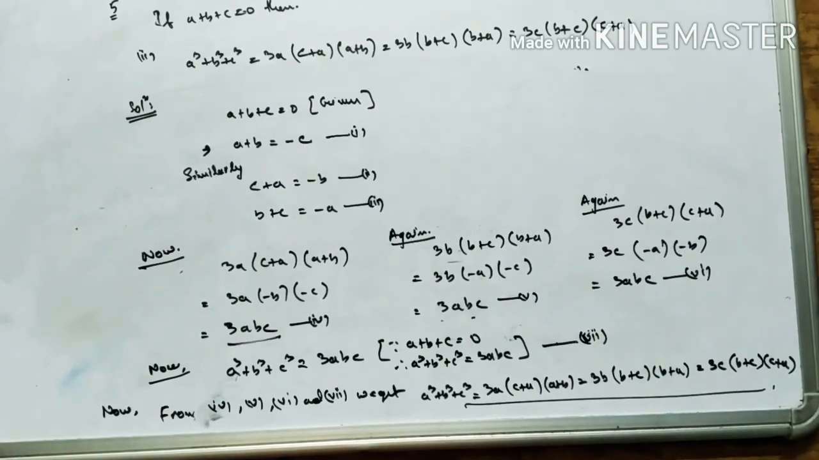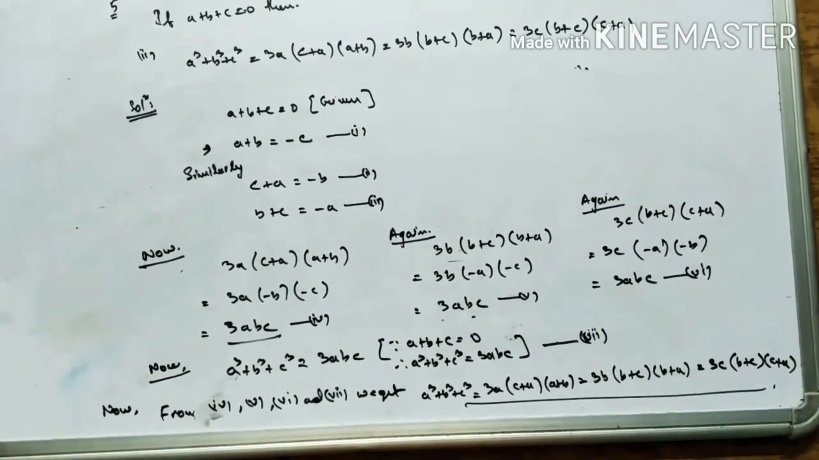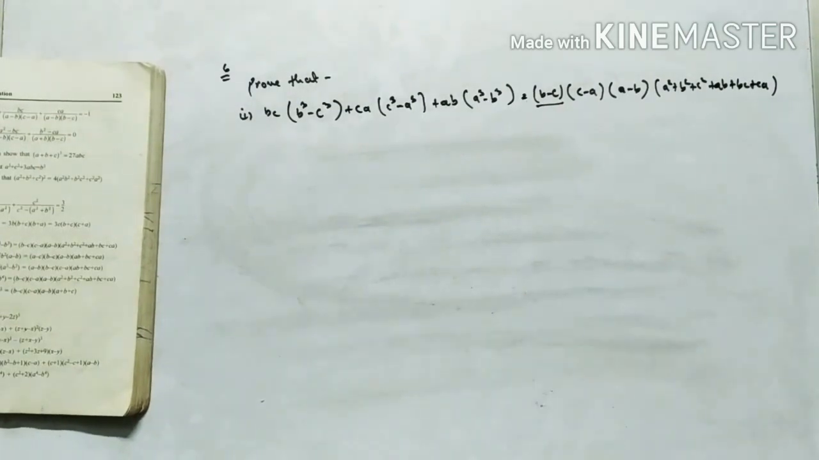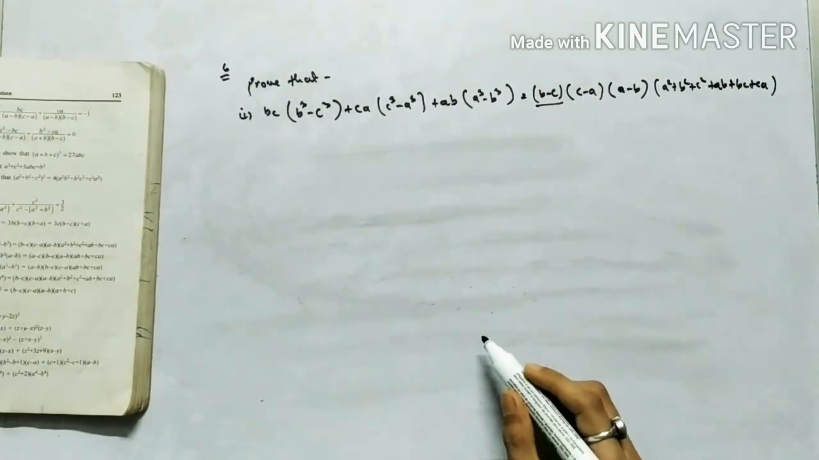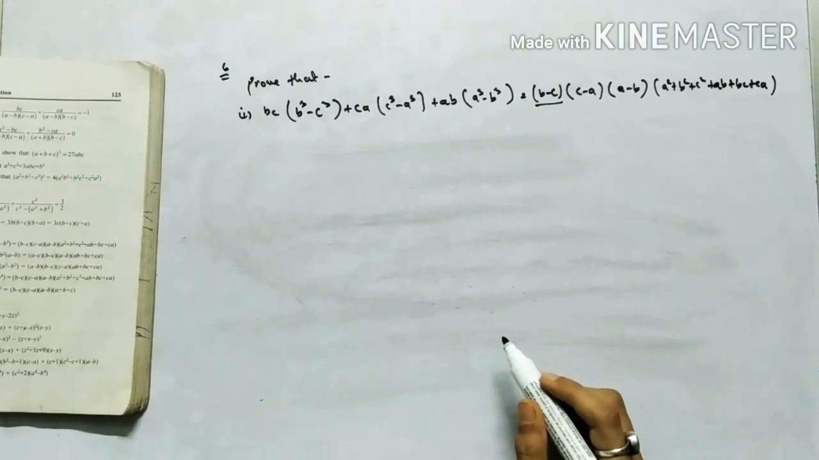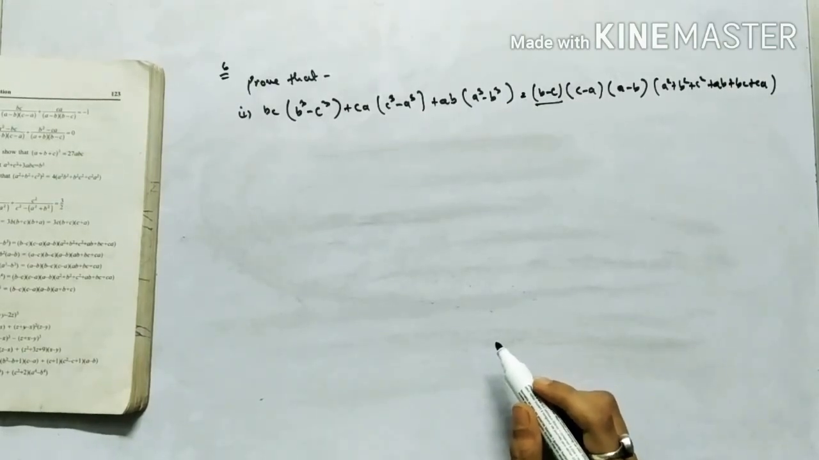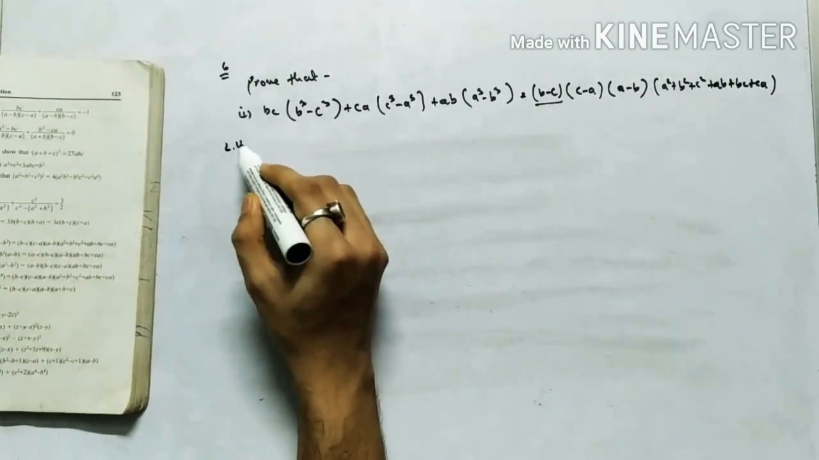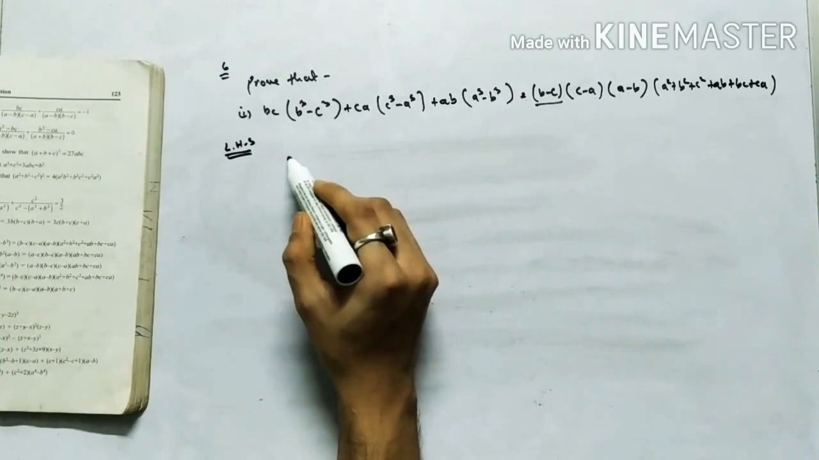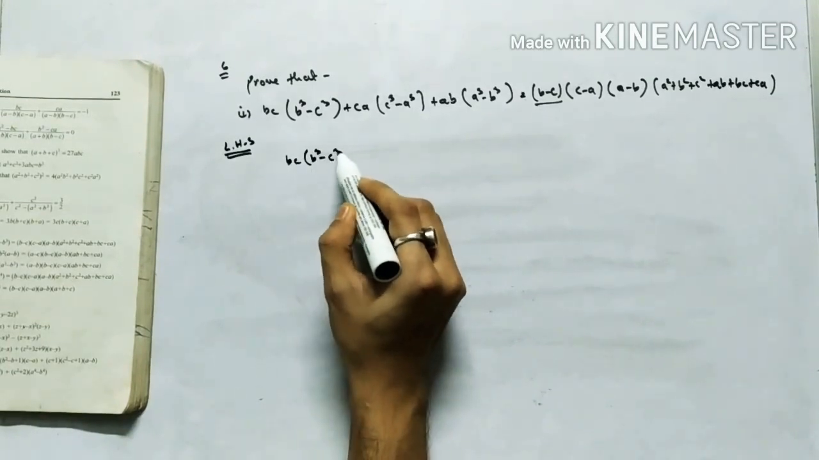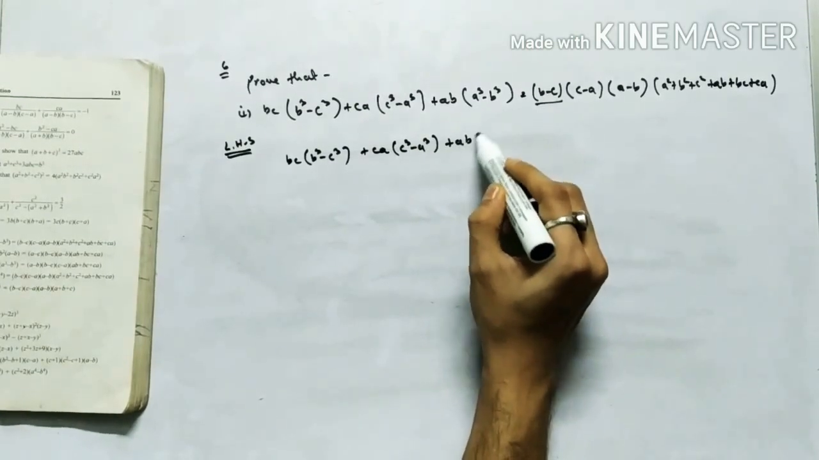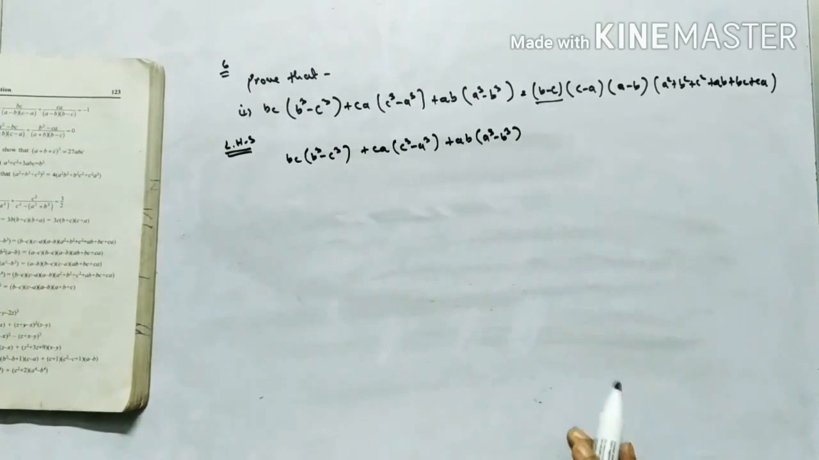Next I will go to type 6. So type 6 number 1, BC into B cube minus C cube plus CA into C cube minus A cube plus AB into A cube minus B cube is equals to this one. I will have to prove. So this is LHS. I will take LHS, BC into B cube minus C cube plus CA into C cube minus A cube plus AB into A cube minus B cube.